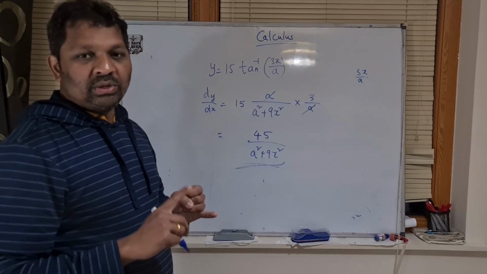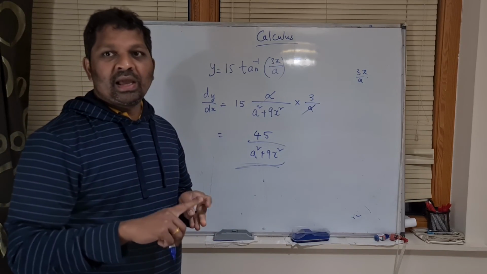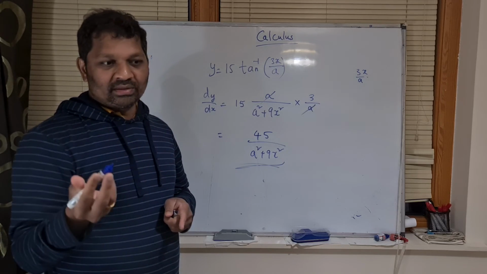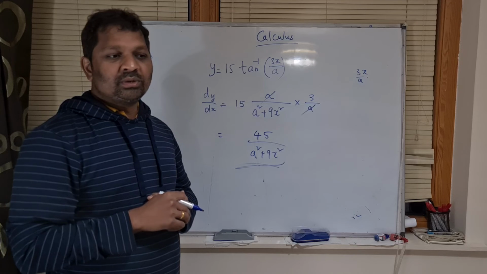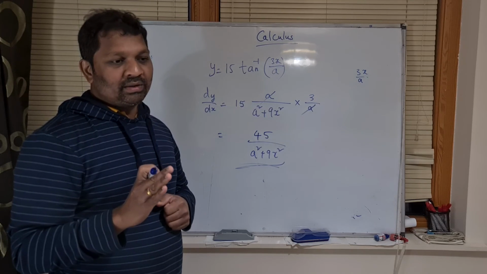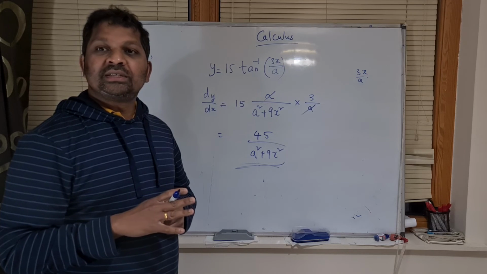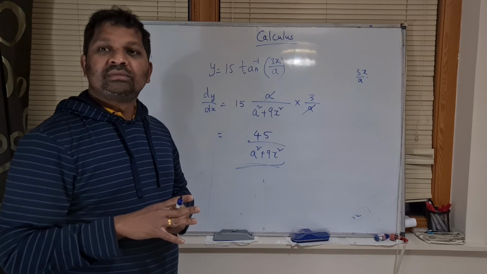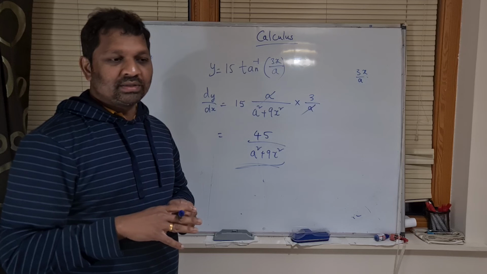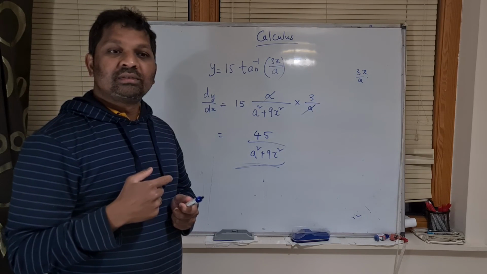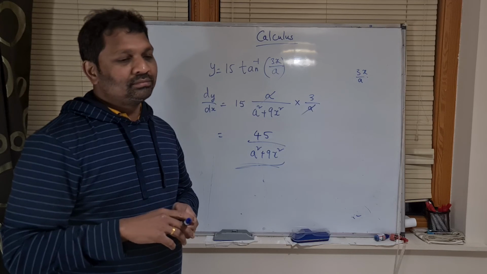The chain rule, u into v, u by v, and x to the power of n, k into x to the power of n: the differentiation of that one you need to know. Sin x differentiation, cos x differentiation. What is sin theta differentiation? Cos theta. What is cos theta differentiation? Minus sin theta. With respect to what? Theta.